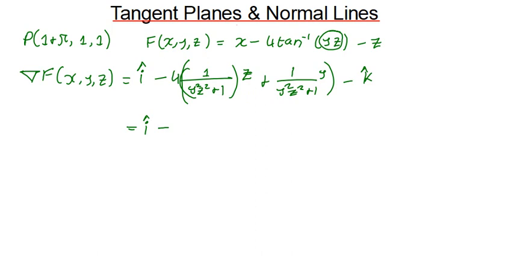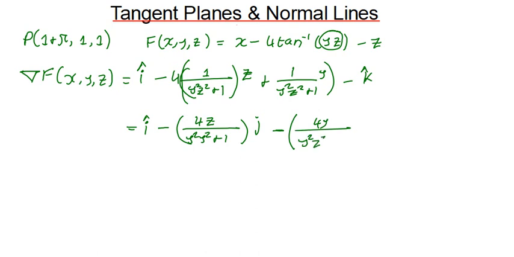I'm going to have my 4z, okay, divided by y squared z squared plus 1 in the j, okay. Then again here you're going to have your minus, open bracket. I'm going to multiply this 4 by the y here, okay. That would be like the 4y divided by y squared z squared plus 1, okay. That would be plus 1. Then that's in the k.